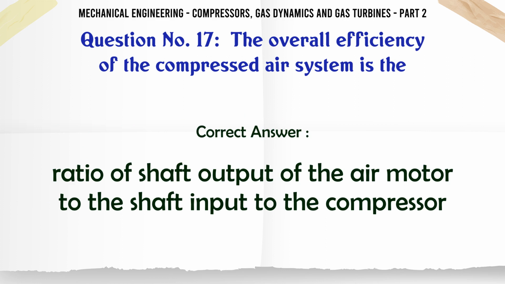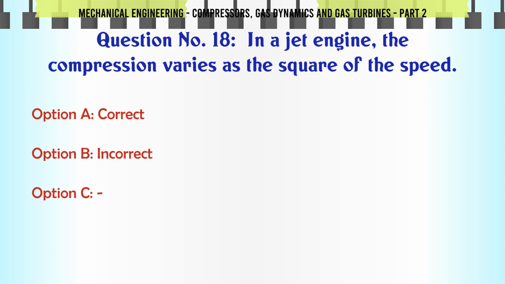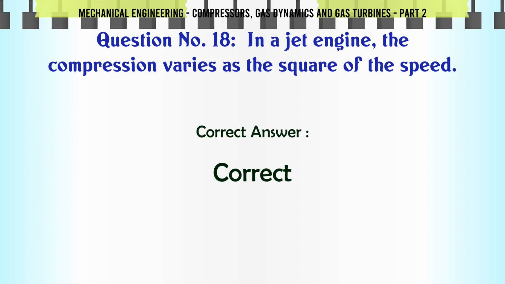In a jet engine, the compression varies as the square of the speed. A, correct. B, incorrect. C. D. The correct answer is correct.